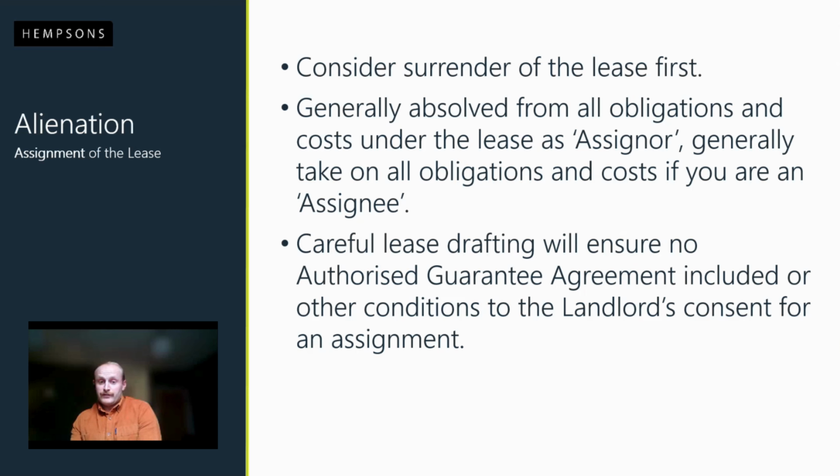So before I get into any pitfalls of an assignment, I would say that a surrender of the lease should be considered first. So instead of taking on a lease which has been going for, say, 10 or 15 years, consider whether the parties would be willing to surrender it first, as this will likely put the incoming tenant in a more favourable position. And then you get to take on a fresh lease with modernised terms and no inherent or pre-existing liabilities. And it's these pre-existing liabilities that require a lot of inquiries to be made before an assignment takes place.